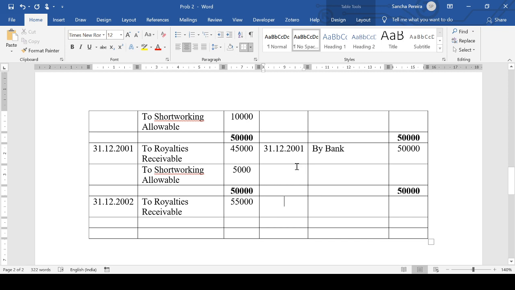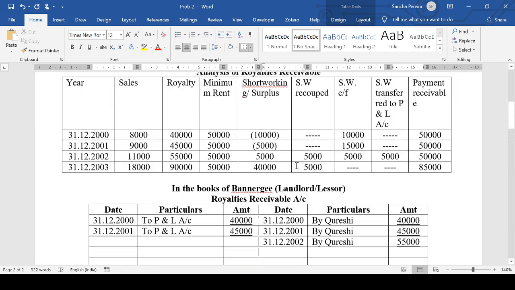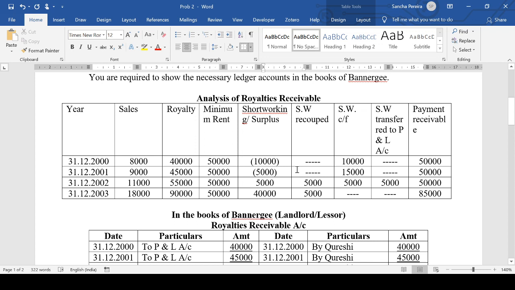Now, let's go back to what we had learned under those entries. The second entry is for the payment. So there it was landlord account, to bank, to short working if there's any short working recouped. I told you that short working is there only if there is a recoupment. Do we have a recoupment here? Yes, in the third year we have a recoupment. So the entry is landlord account to bank to short working.